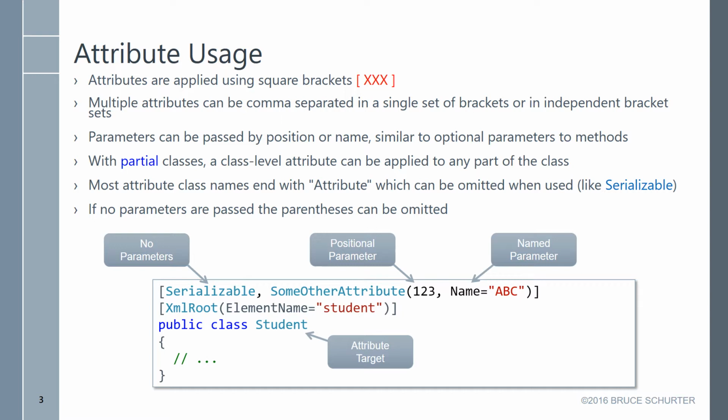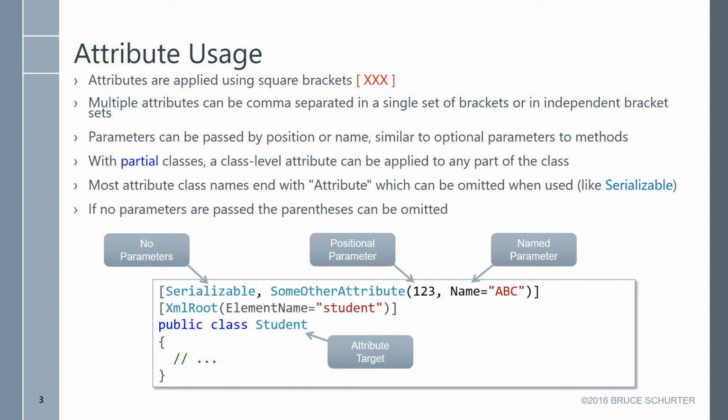Now, parameters to these attribute constructors can be passed either by position or index or by name. So it's very similar to optional parameters in standard C# methods. With partial classes, a class level attribute can be applied to any piece of the class. So if you have a partial class defined in two different files, and you apply the attribute to the class in one of the files, it applies to the entire class. Because again, the partial class is just a way for you to separate things by file. It has no bearing on the actual generated class. It's as if everything was in one file.